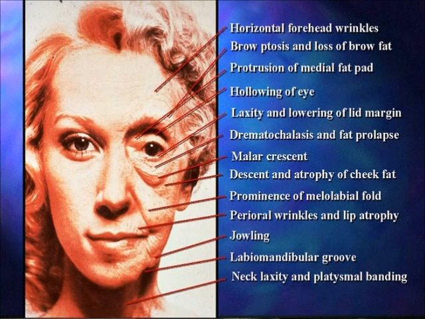Certainly laxity and lowering of the lower lid margin is seen, and along with that, prolapse of the lower eyelid fat and dermatochalasis. As the lower eyelid fat prolapses and as the cheek fat settles and atrophies, we see a very well-defined malar crescent. Again, as the fat pad atrophies and descends, we see prominence of the melolabial fold. There's certainly perioral wrinkling and a thinning and atrophy of the lips. The corner of the mouth droops. There is jowling, and that's outlined by the labiomandibular groove. And as the neck muscle, the platysma, weakens and relaxes, we see platysmal bands and neck laxity. So it's important to analyze the patient for any or all of these features because the treatment for them is not necessarily the same.